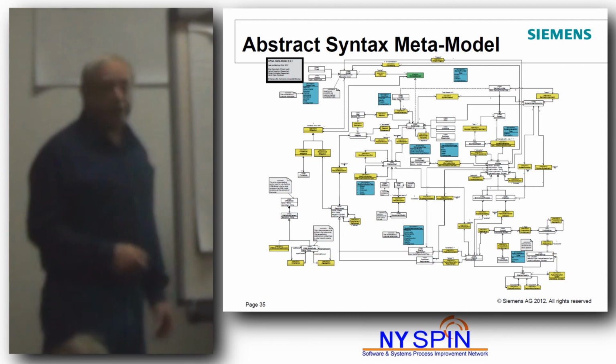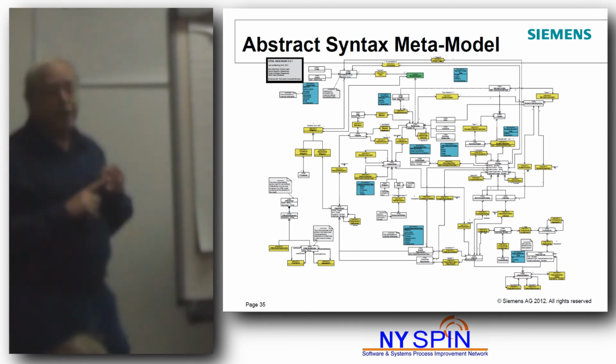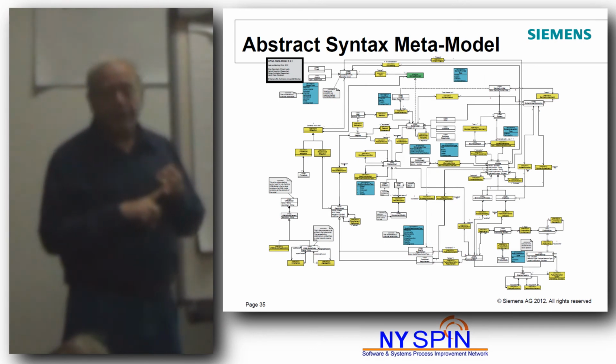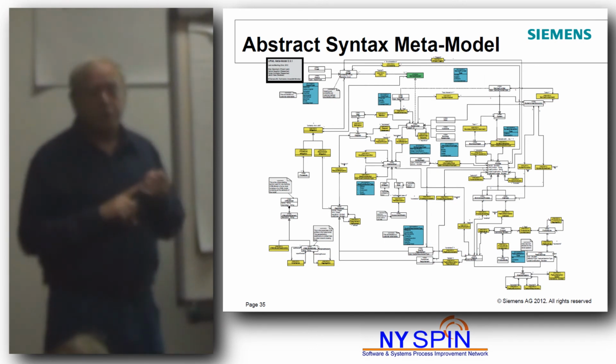It's relatively complete, and the thing I want to point out is, for the very first time, whether you agree with it or not, we have a formal relationship between a customer goal, a business goal, a product feature, the product, a requirement, a hazard, a threat, and mitigations.